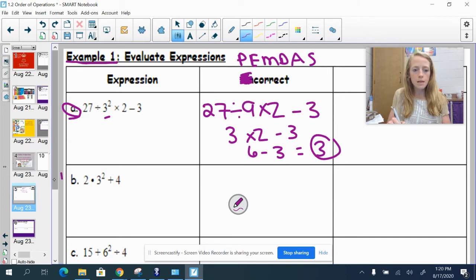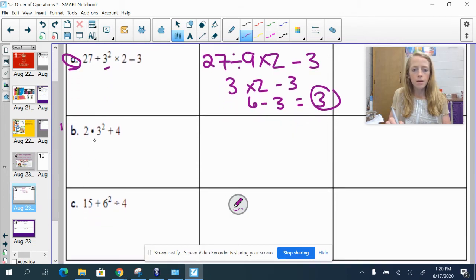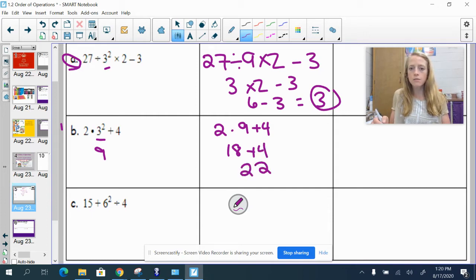Okay, for part B, there are no parentheses, so you do exponents first. 3 squared would be 9. So I'll write 2 times 9 plus 4, and then do multiplication. That would be 18, and then plus 4 would be 22. Hopefully this process is very familiar to you. This is just a review concept from pre-algebra.